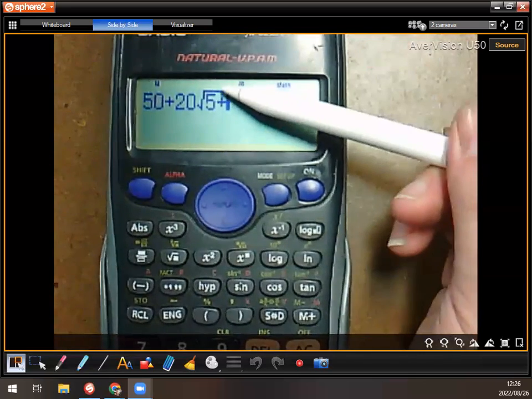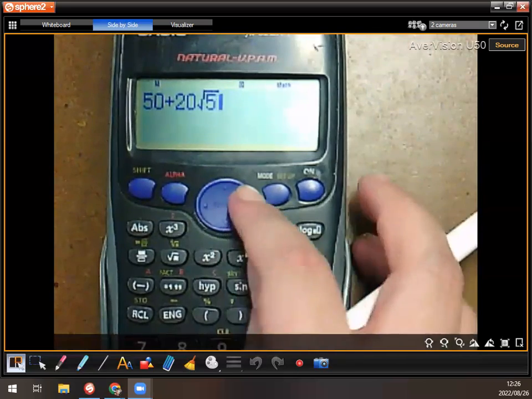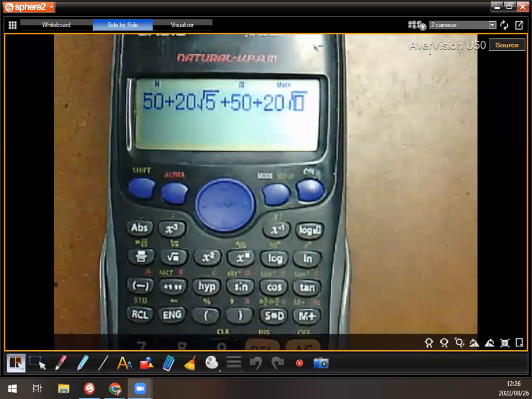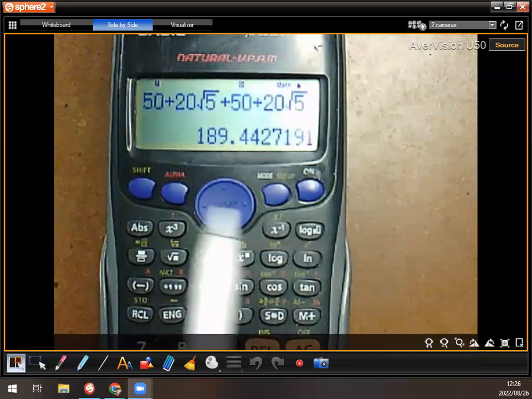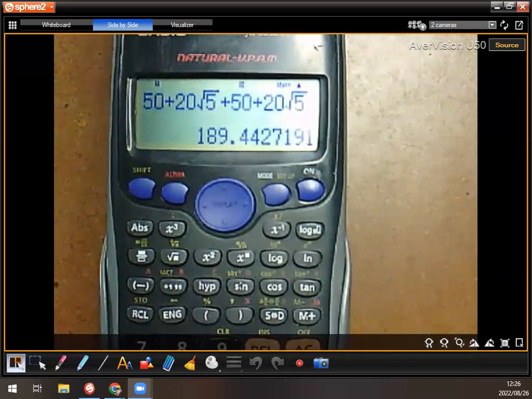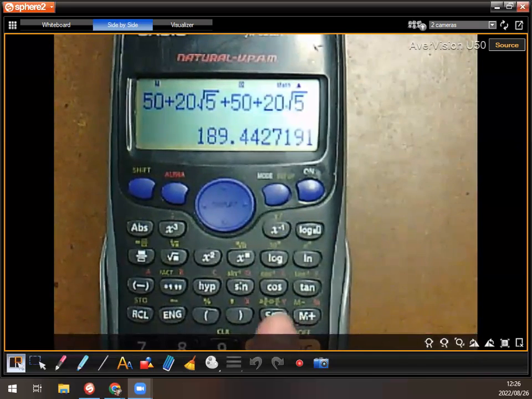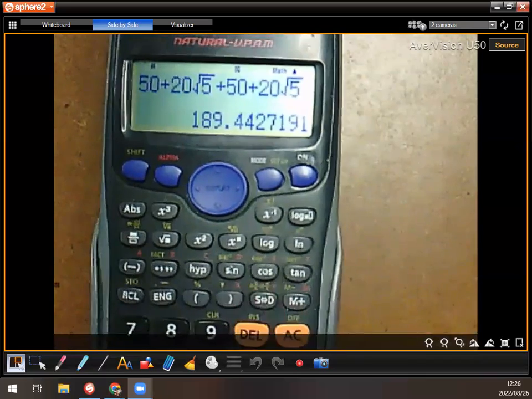Oh dear, do I want that? No. So delete it. Press your arrow to go out of the square root. Plus 50, plus 20, square root button, and a 5. And you press equal. And it does actually give you the decimal answer immediately. If there was still a square root 5 somewhere, to get the decimal, you just press the SD button.